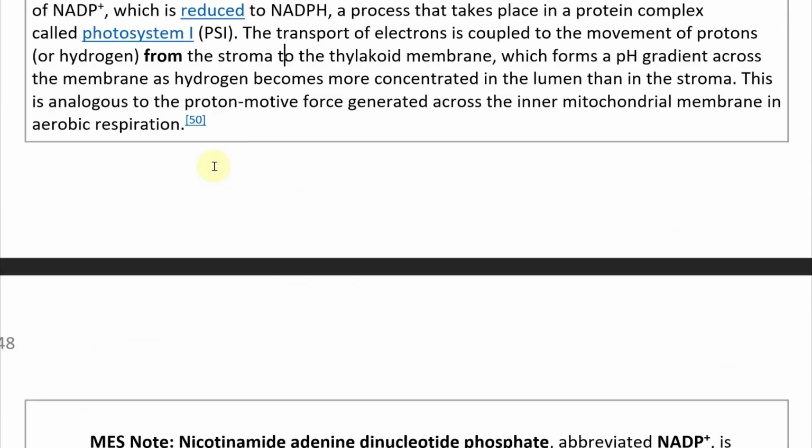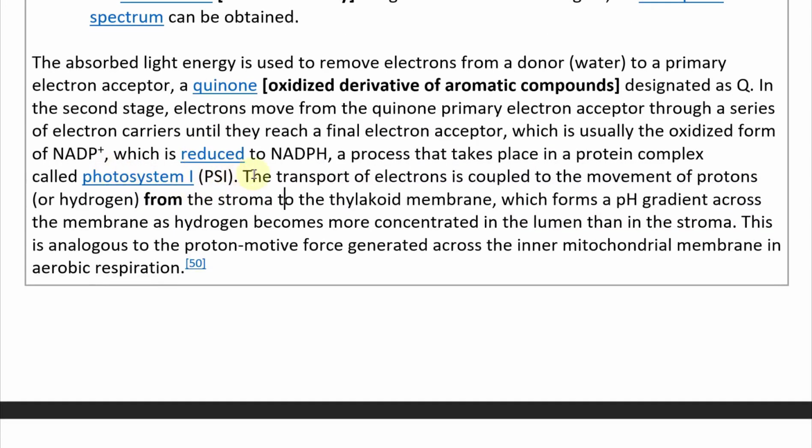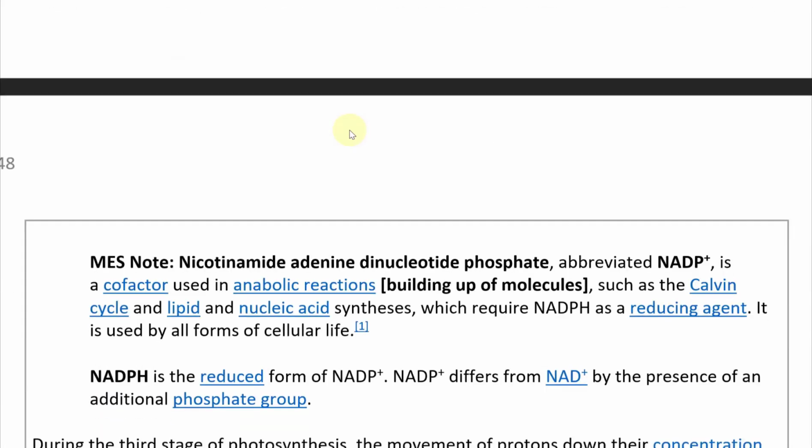Let's go further. So this is the NADP+. This is basically in the second stage, where electrons move from the quinone primary electron acceptor through a series of electron carriers until they reach a final electron acceptor, which is usually the oxidized form of NADP+, which is reduced to NADPH. And this process takes place in PSI, this protein complex.